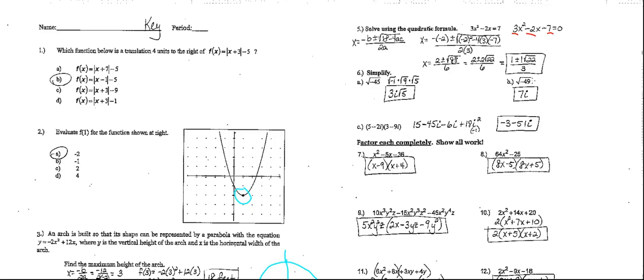So again, here you have the square root of negative 49. So you separate the square root of negative 1, which is i, and then the square root of 49 is 7.